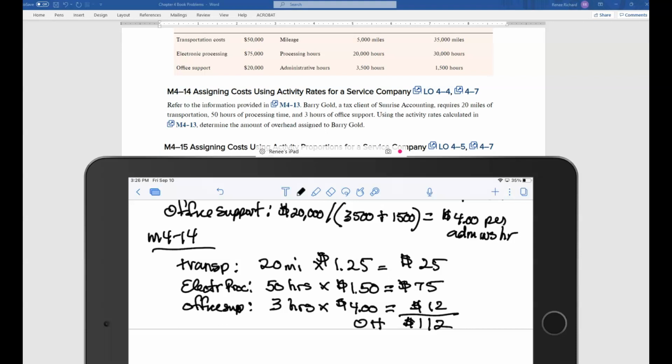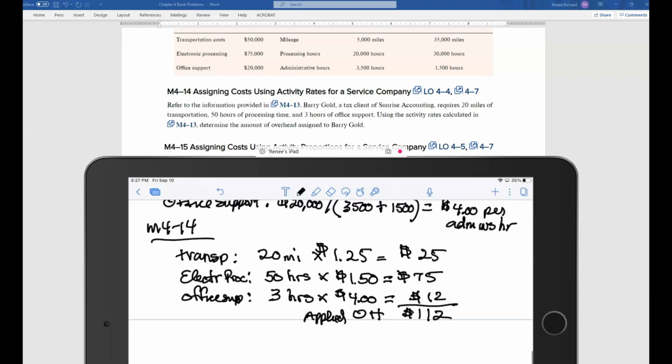Overhead, not MOH, but just overhead. So this is applied overhead. So then we would charge for direct materials as well. Any materials that were used. We would also charge for direct labor. Whatever tax person worked on it, that direct labor would be applied to their bill, plus this piece of overhead. Okay?